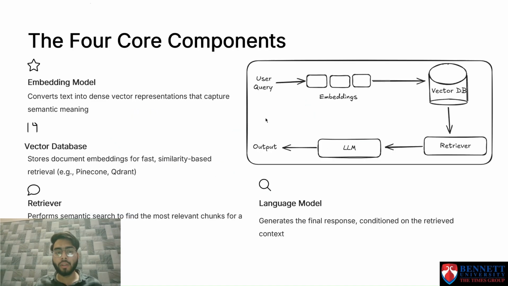This diagram shows the complete architecture of a RAG system. On the left, we have the user query. It is converted into embeddings using an embedding model. Then the vector database stores document embeddings and allows similarity search. The retriever selects the most relevant information. Finally, the large language model uses the context to generate the final response. This flow ensures that the answer is based on the real data rather than assumptions.